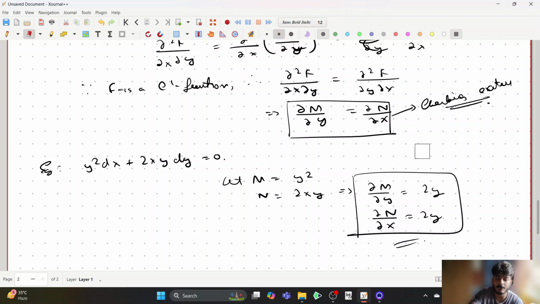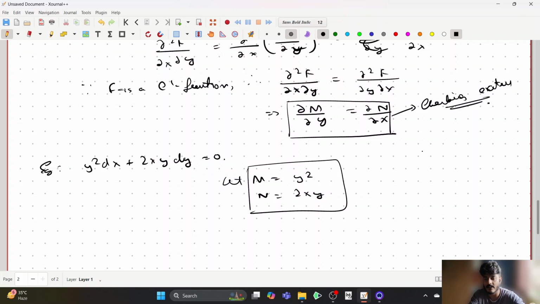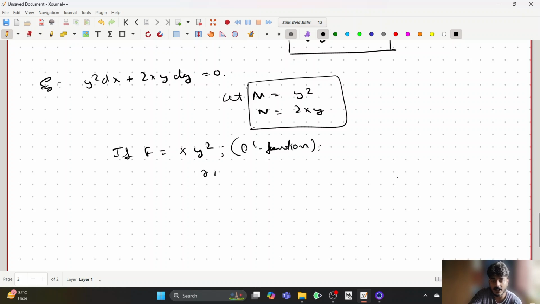Okay, so let us prove that this equation is exact in a more fundamental way, through the definition. So I have m of this form and n of that form: n is equal to 2xy and m is equal to y squared. Now if I choose f to be, let's say, xy squared, then clearly it's a C1 function. And observe that del f by del x is m, del f by del y is 2xy, which is n. And therefore it's an exact differential equation.